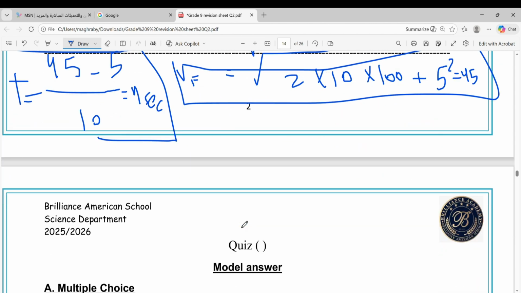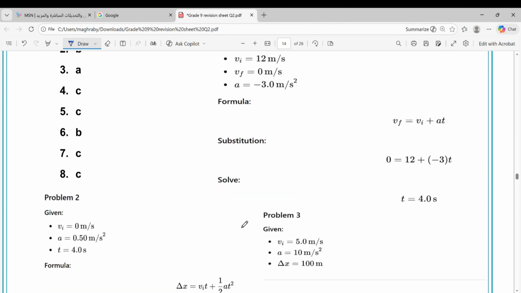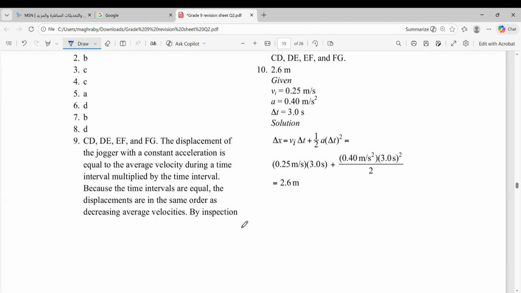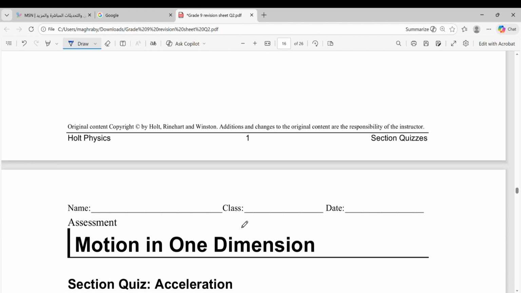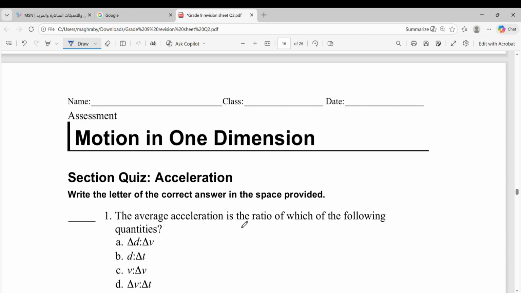Let's get to the next one. Okay, this is the model answer. And this quiz, I know this is for the acceleration. Most of these questions are the same.